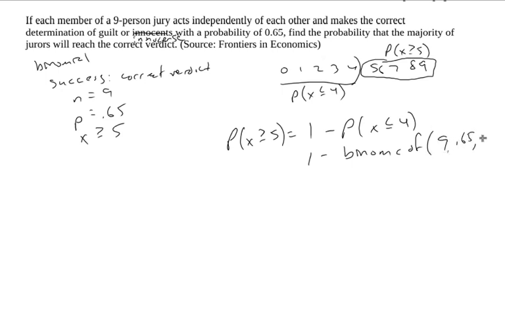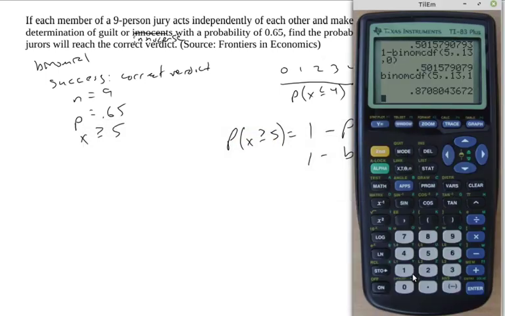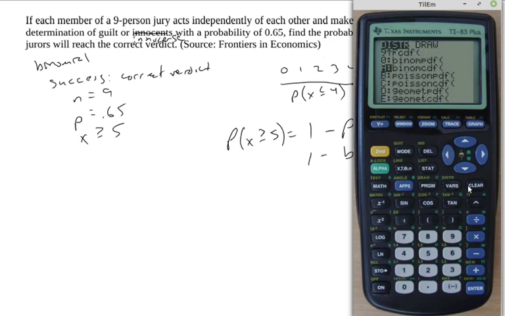1 minus binomialcdf(9, 0.65, 4), which gives me a probability of 0.8283.